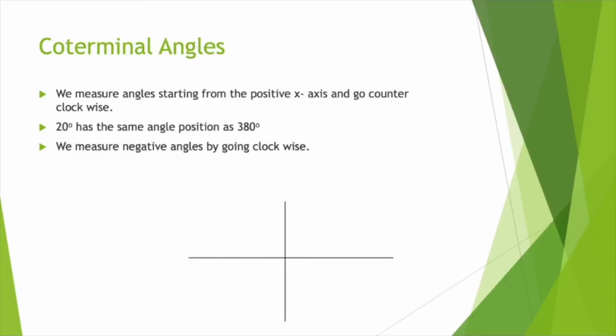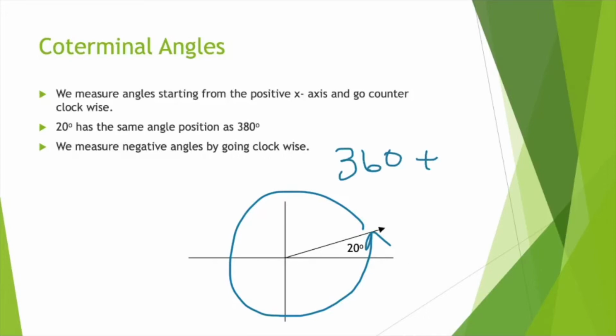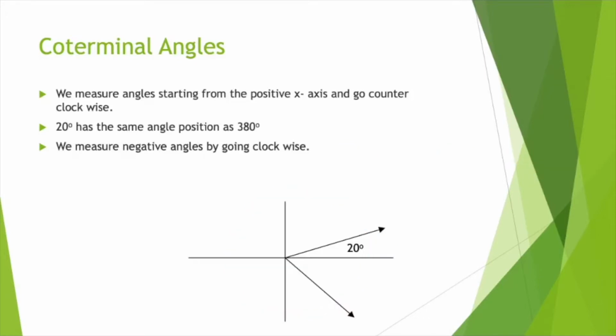We measure negative angles by going clockwise. Here's our 20-degree angle that we mentioned. If I start here and go one revolution, I will end up back at 380, because 360, one full revolution, plus the 20-degree angle will equal the 380-degree angle. These are coterminal. We can also go backwards, and we'll have a negative angle. If we went down, let's say 40 degrees, we would call this a negative 40-degree angle. Positive goes this way, negative goes this way.